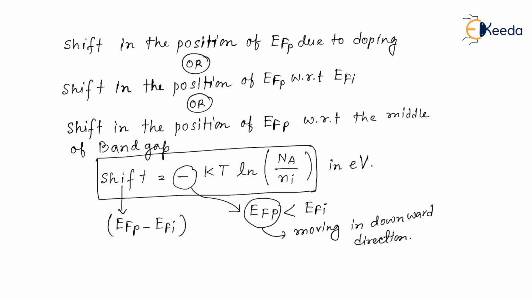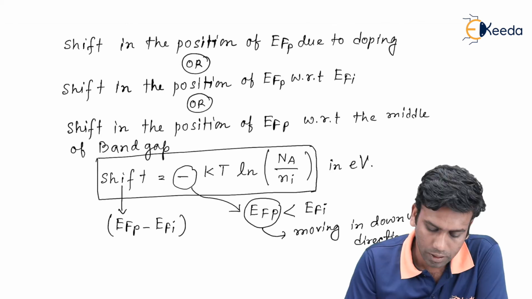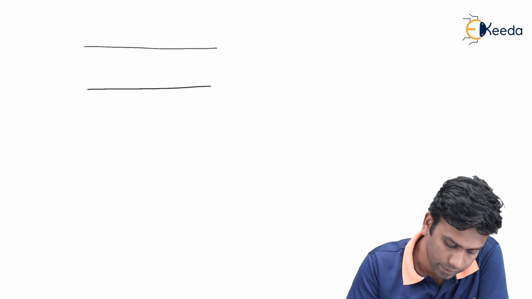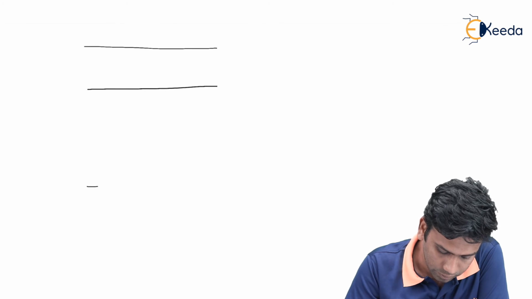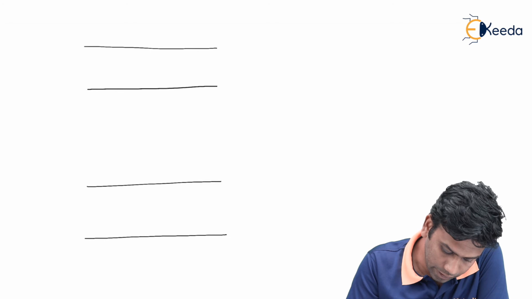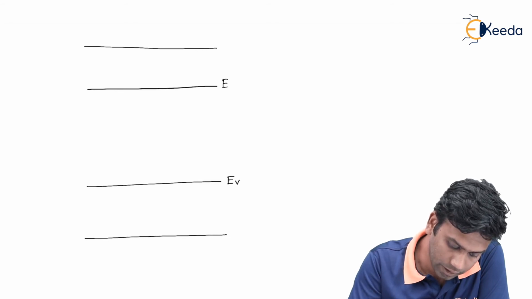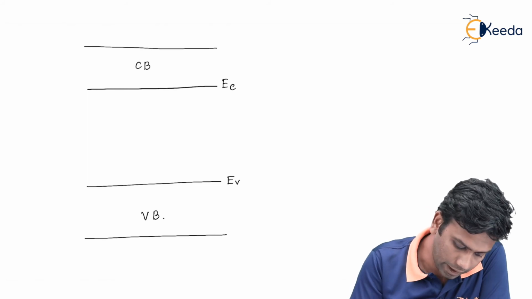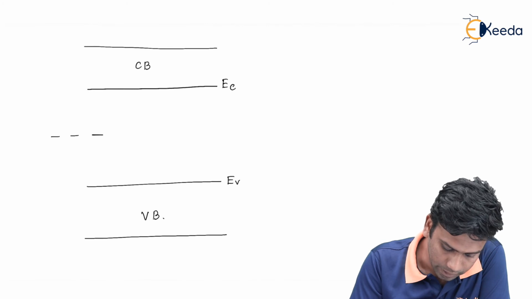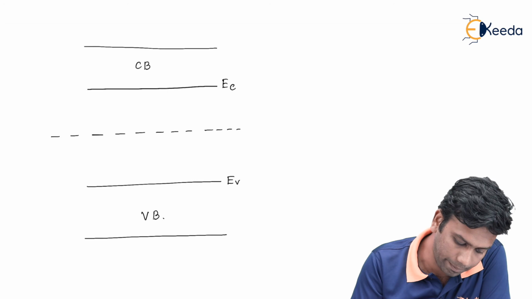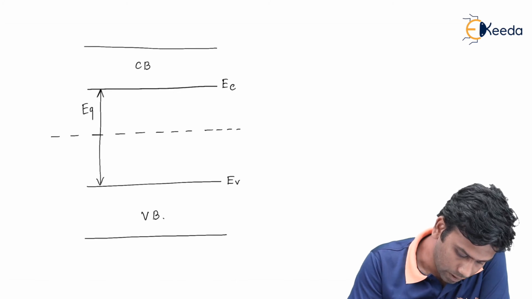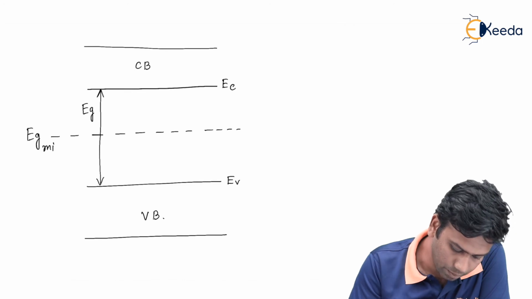So let us draw different Fermi level positions in the p-type semiconductor for different doping concentrations. So for that, let us take the conduction band, and this is the valence band maxima. So it is EV, it is EC, this is the conduction band, this will be the valence band, and let us assume that this is the middle of the band gap, and the band gap is this amount, and this is Eg mid.